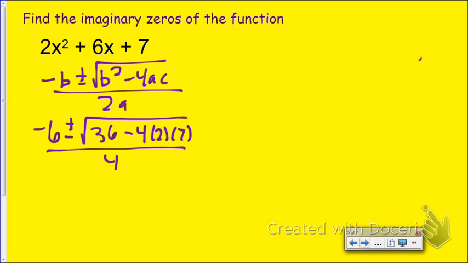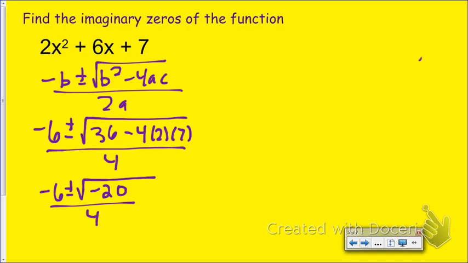So I have negative 6 plus or minus, and then I've got 36 minus 4 times 2 times 8, which would be 36 minus 56, which would be a negative 20 under the square root, over 4. And at this point, hopefully it's clear to you guys this will be imaginary because I can't take a square root of a negative number. What I can do though is go ahead and simplify this and write it in terms of i.